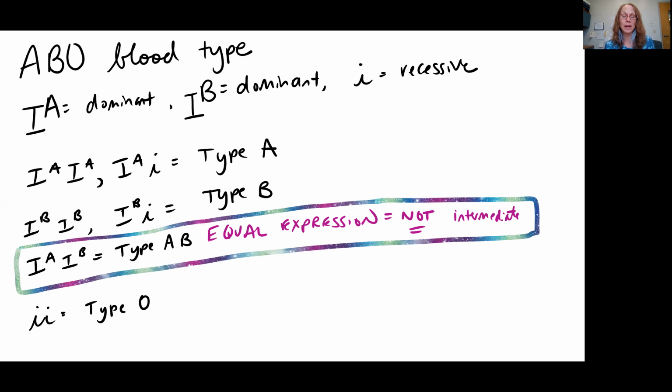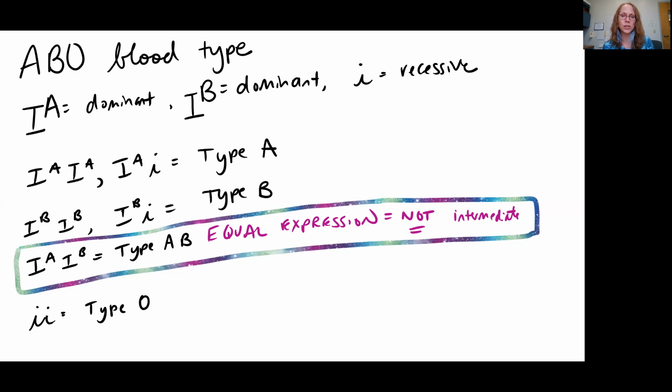Now, in order to get type A blood, you can be homozygous dominant for A, or you can be heterozygous for A. Type B is the same, except it's homozygous dominant for B or heterozygous for B. Notice that type AB is going to be heterozygous for the dominant A allele and the dominant B allele. We're getting equal expression of these alleles, so it is not intermediate. It is not the incomplete dominance pattern. And then our homozygous recessive form is our type O.